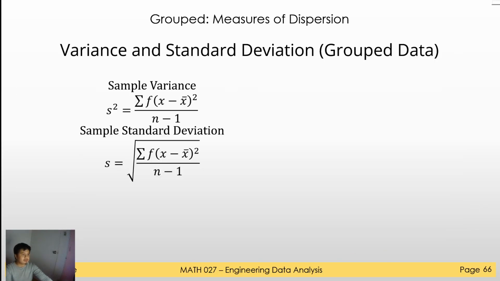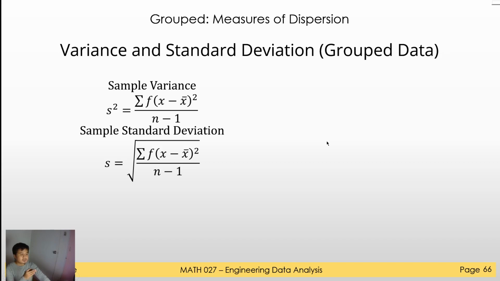Okay, so let's now find the measures of dispersion of grouped data. We have here the sample variance and the sample standard deviation. The sample variance is the summation of the frequency times the square of the difference between the class mark x minus the mean, squared, over n minus 1. Therefore, the standard deviation is just the square root of the sample variance.